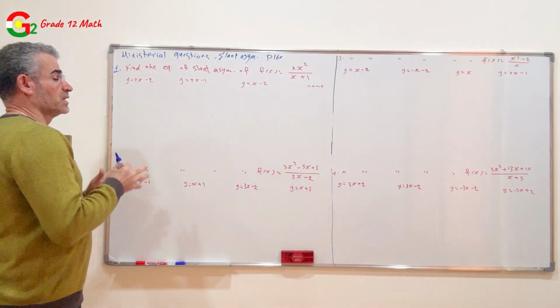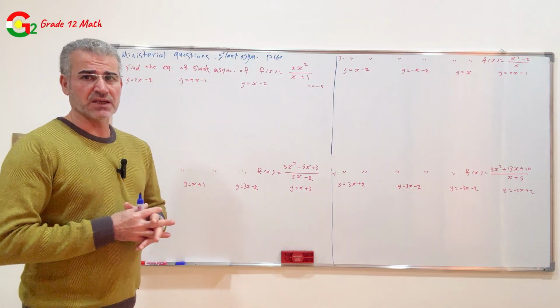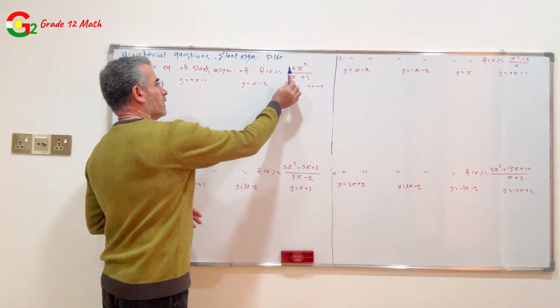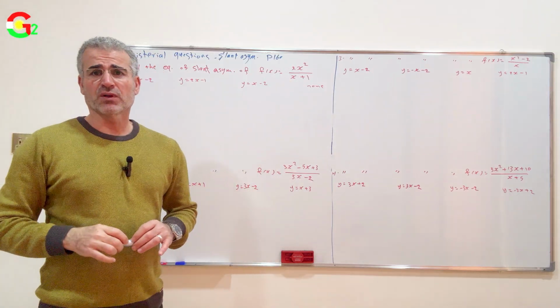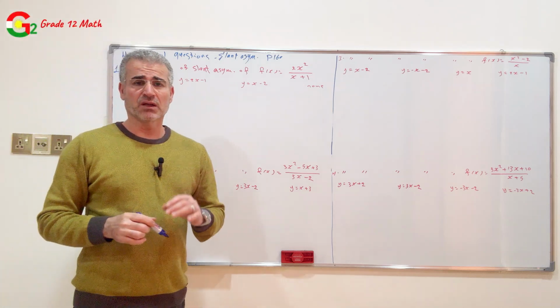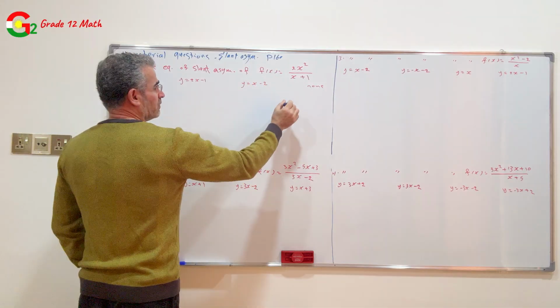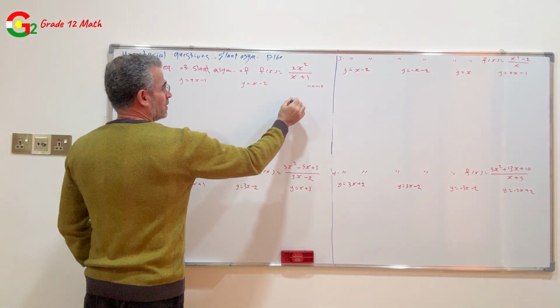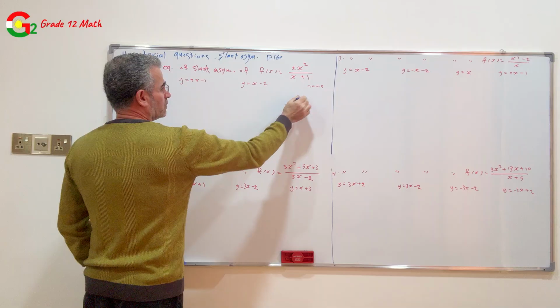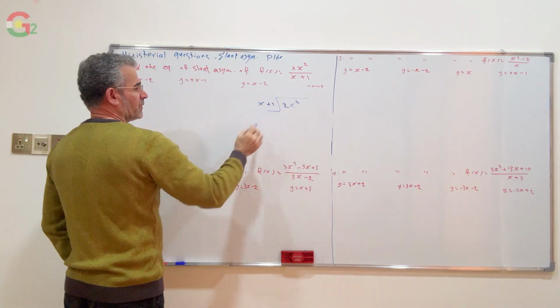As you know, the rational function has a slant asymptote if the degree of the numerator is 1 more than the degree of the denominator, and there is no common factor between the numerator and denominator. Now, to find the slant asymptote, divide 2x power 2 by x plus 1.